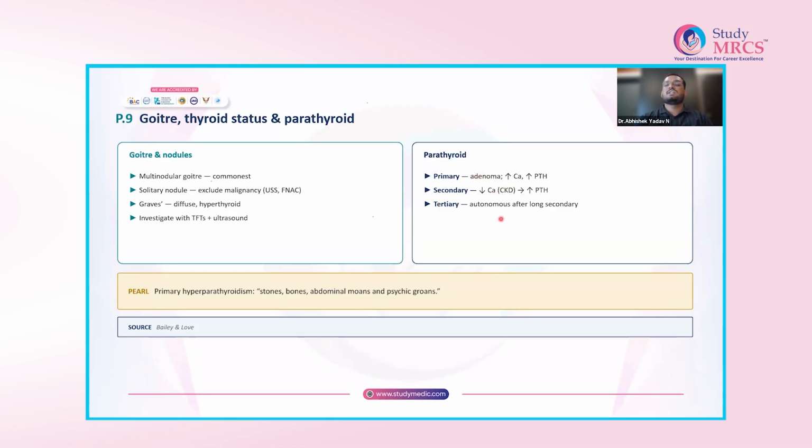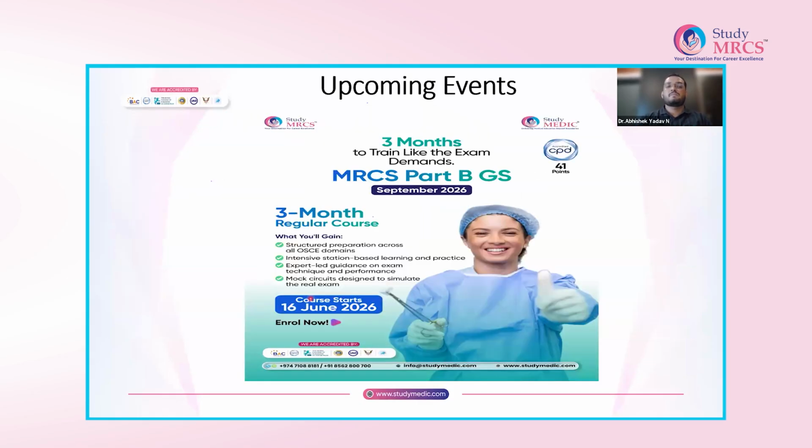That's called tertiary, autonomous after the long secondary. For example, in CKD patients, the tertiary hyperparathyroidism is very high. The clinical features of primary hyperparathyroidism come from increased calcium deposition in different organs. The patient may have renal stones, pain in the bones, abdominal moans, as well as psychic groans. So all these are the mnemonic you have to remember for the clinical features of primary hyperparathyroidism.